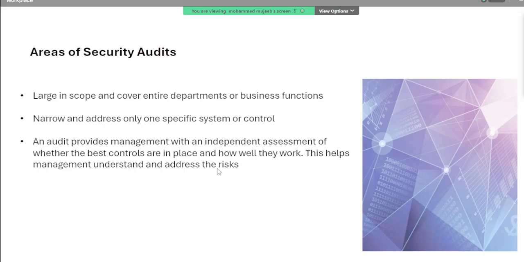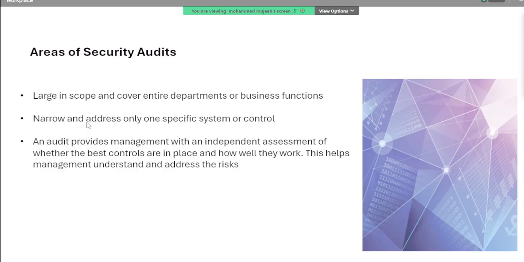So basically, when you do internal audits, it gives an independent assessment of whether the best controls are in place and how well they work in your systems. This helps management understand and address the risk. If there is any risk associated with the reports, management can understand that and either mitigate those risks, transfer those risks, whatever they feel they can do with that risk. So that's the scope of that.